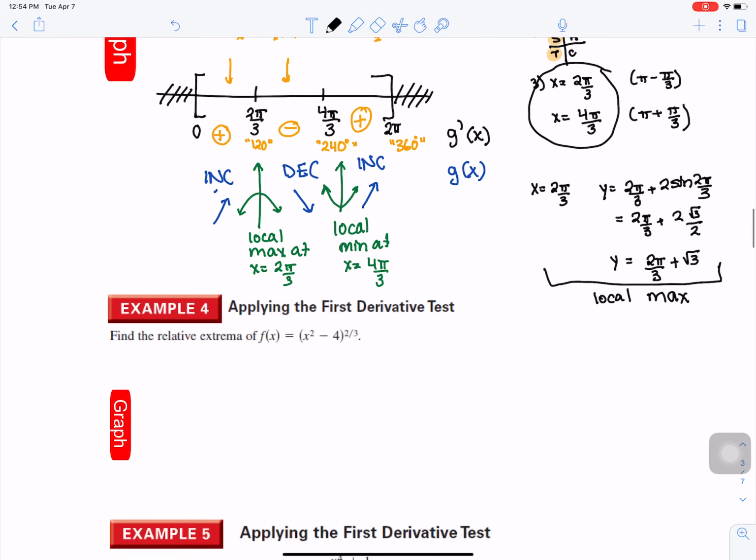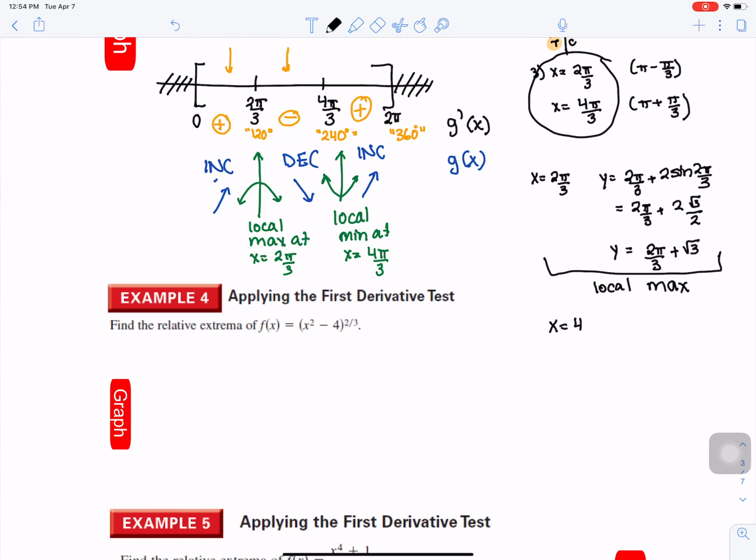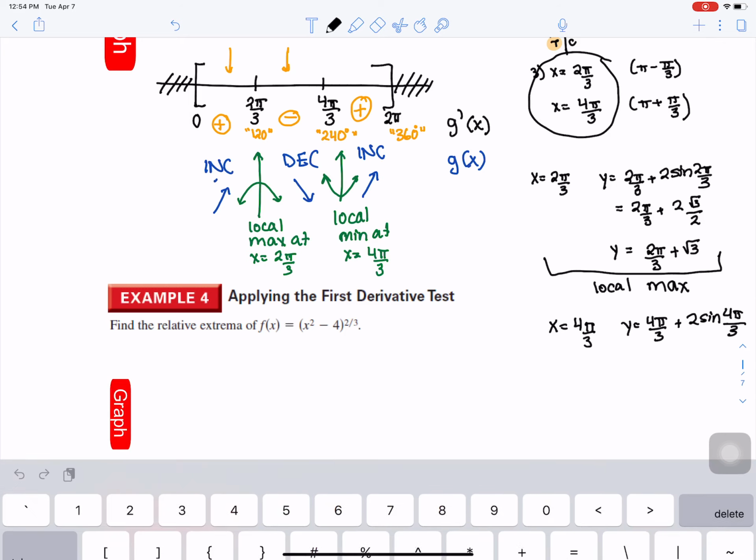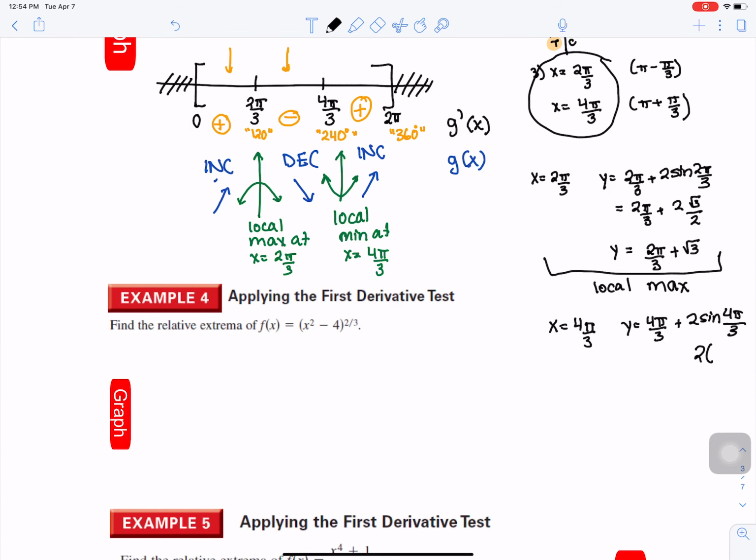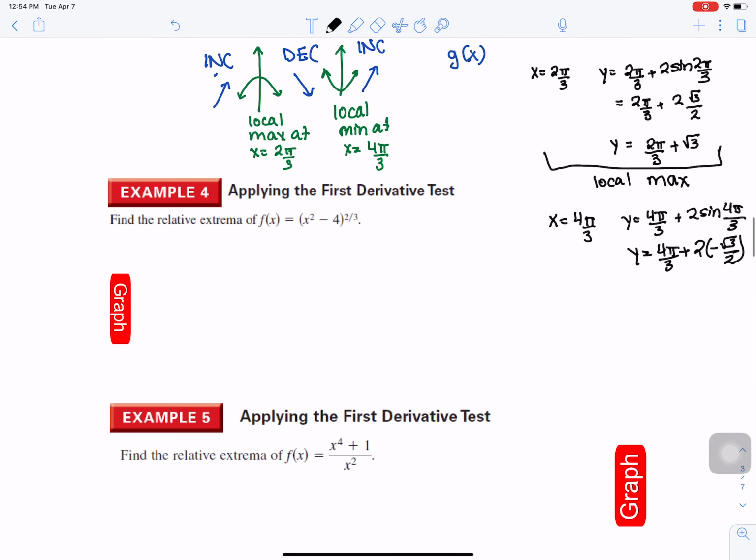And then my local min would be represented by x is equal to 4 pi over 3. I sub that into my original function to get the y coordinate. 4 pi over 3 has a reference angle of 60 degrees, but in quadrant 3 that would be negative. So this would be 2 times negative root 3 over 2. And then y is equal to 4 pi over 3 minus root 3. That's my y coordinate. And there's my local max. Or sorry, my local min.